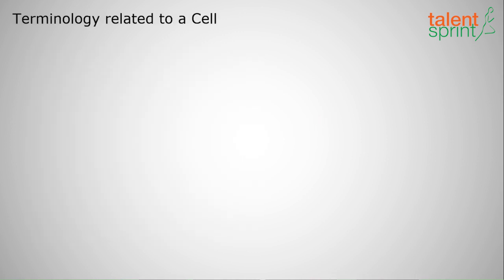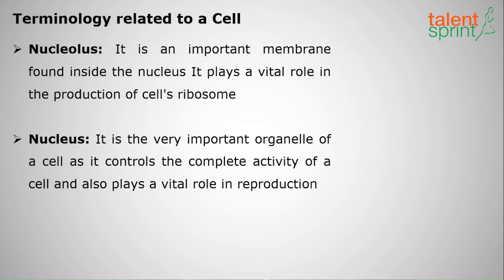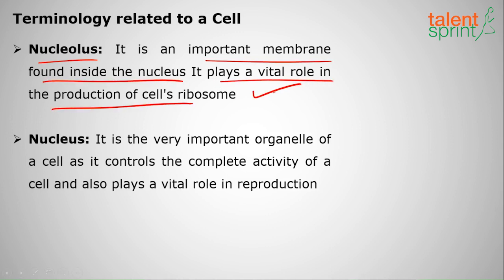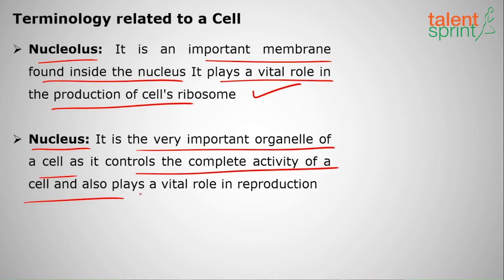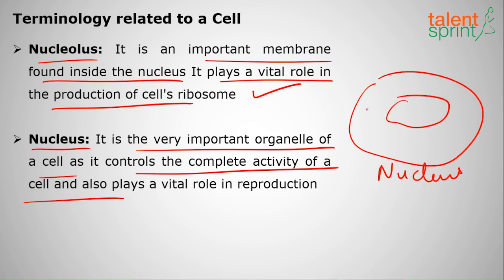Moving on to the terminology. Whatever we have seen just now in the figure, we shall now see individually. First is the nucleolus. It is an important structure found inside the nucleus. It plays a vital role in the production of the cell's ribosomes. We shall see later what ribosomes are. Next, the nucleus. It is a very important organelle of a cell as it controls the complete activity of the cell. Suppose this is a nucleus, and further it has a nucleolus.